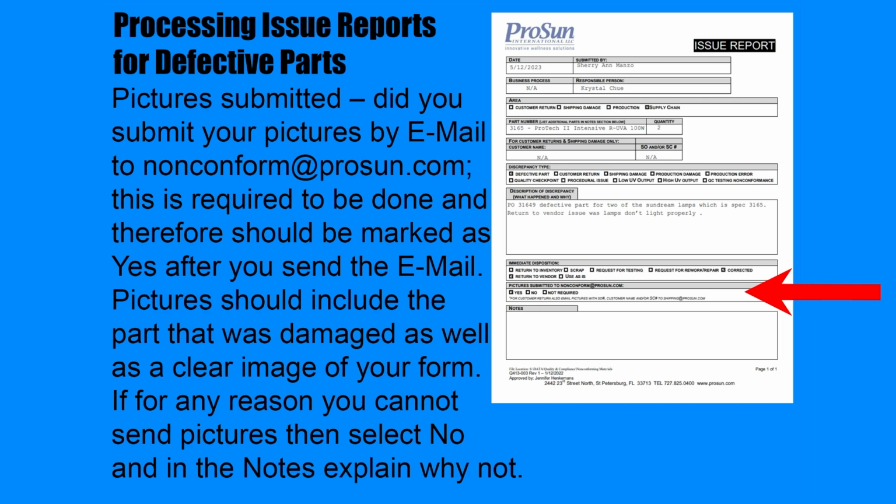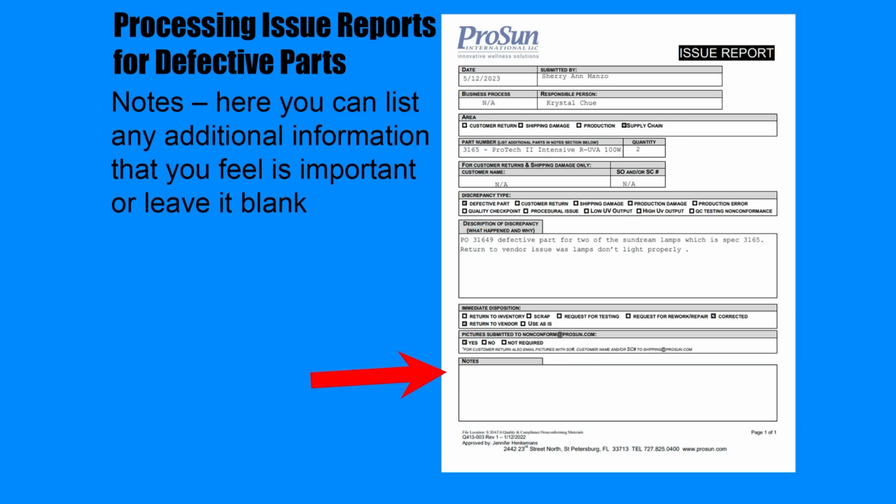Submit your pictures by email to nonconform@proson.com. This is required to be done and therefore should be marked as yes after you send the email. Pictures should include the part that was damaged as well as a clear image of your form. If for any reason you cannot send pictures, then select No, and in the notes, explain why not. In the Notes section, you can list any additional information that you feel is important or leave it blank.